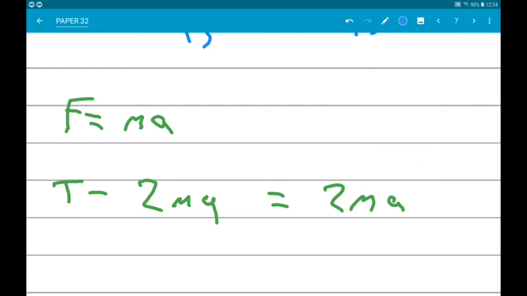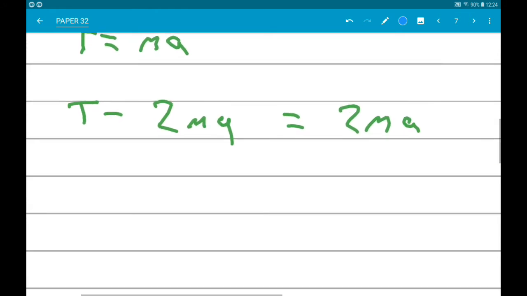So then at B, we know that weight is winning. So 3mg minus T is equal to 3ma.